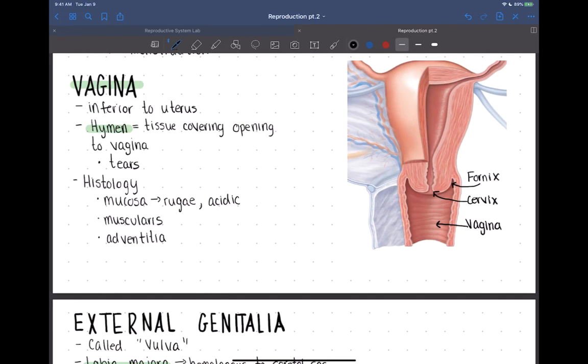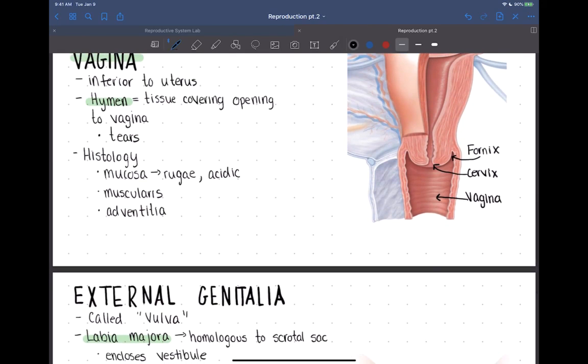So it is infamous for being known that it can tear after the first intercourse, but it can also tear in response to strenuous physical activity, use of menstrual products like tampons, and after physical examination from a doctor. All right, so it can tear. Generally, it's associated with the first intercourse, but it can tear for many other reasons as well.